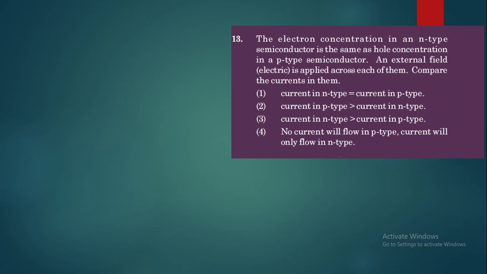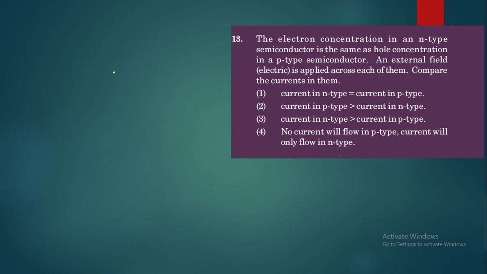So here it is mentioned that electron concentration in an n-type semiconductor is the same as the hole concentration in a p-type semiconductor. Then it says that an external electric field is applied across each of them separately. Equal amount of electric field, as I assume. Compare the electric current in them. Well, current due to hole and current due to the electron. Who can generate more amount of electric current given the same amount of electric field?